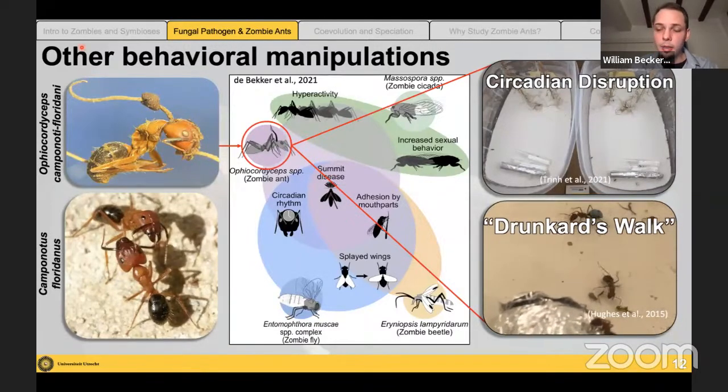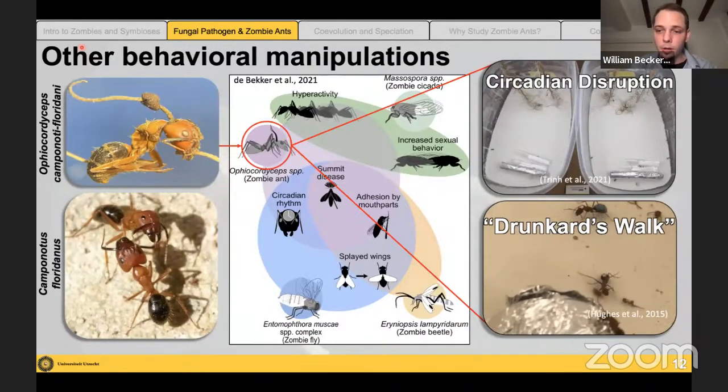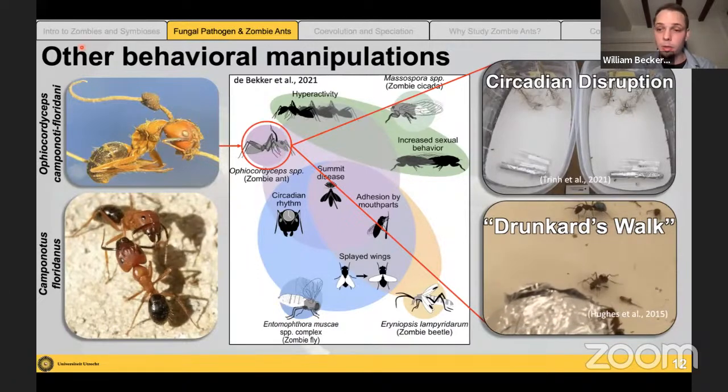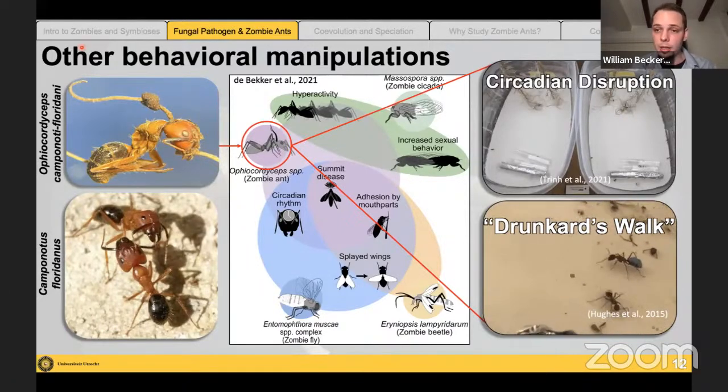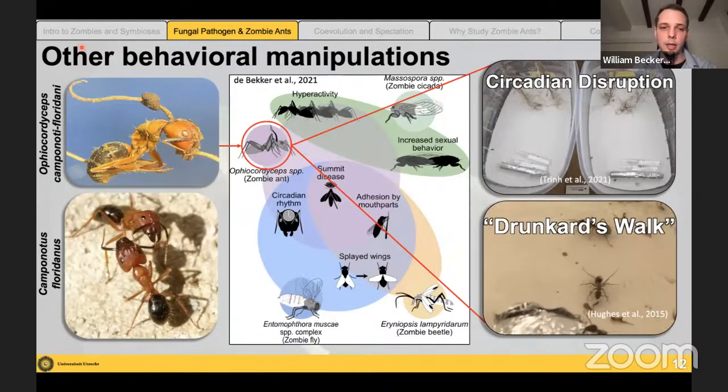And this is unique to Ophiocordyceps infections. There are other types of fungal pathogens that are more generalist in nature that when you infect these ants with do not cause either the circadian disruption or this drunkard walk behavior. So these are very particular behavioral manipulations that we're just now trying to understand in a lab setting.